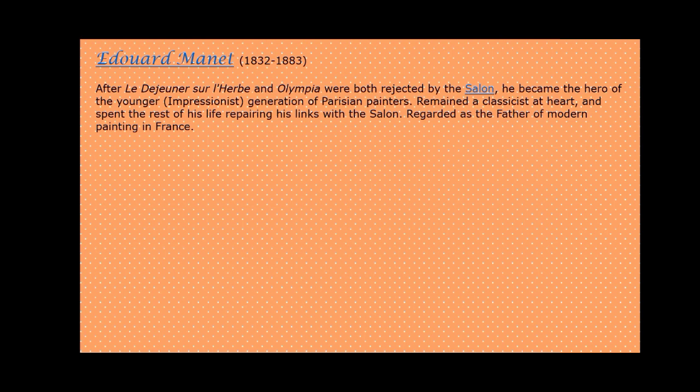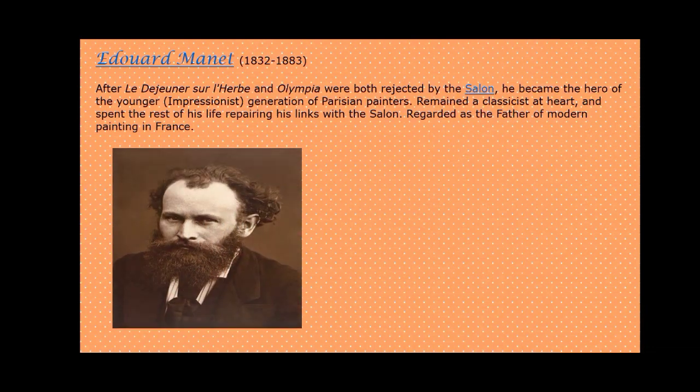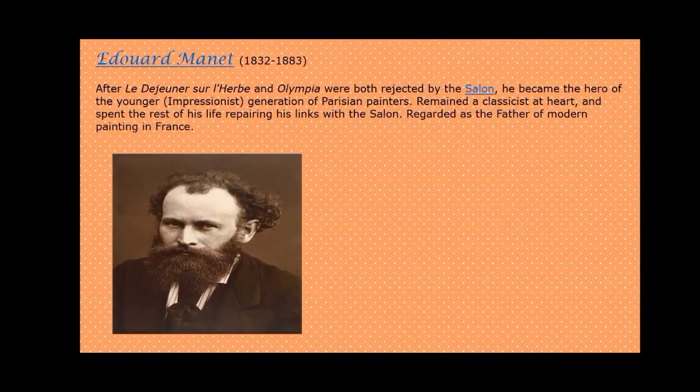Next, Edouard Manet. After Le Déjeuner sur l'herbe and Olympia were both rejected by the Salon, he became the hero of the younger generation of Parisian painters. He remained a classicist at heart, and spent the rest of his life repairing his links with the Salon, regarded as the father of modern painting in France. So this is Edouard Manet.